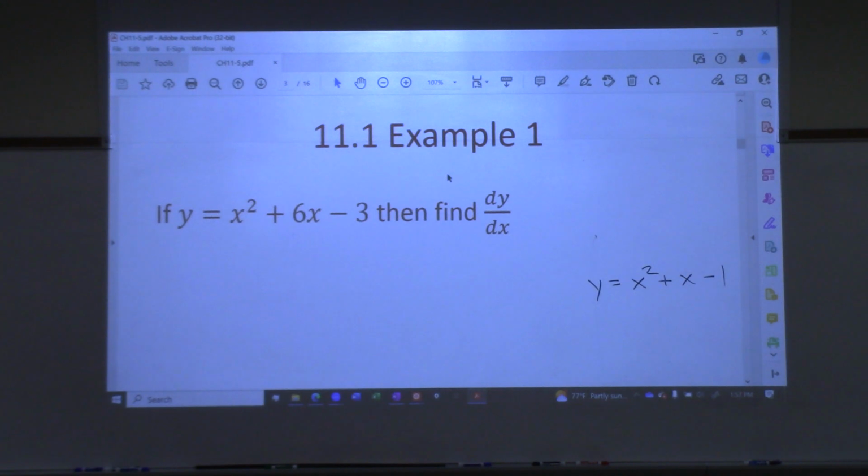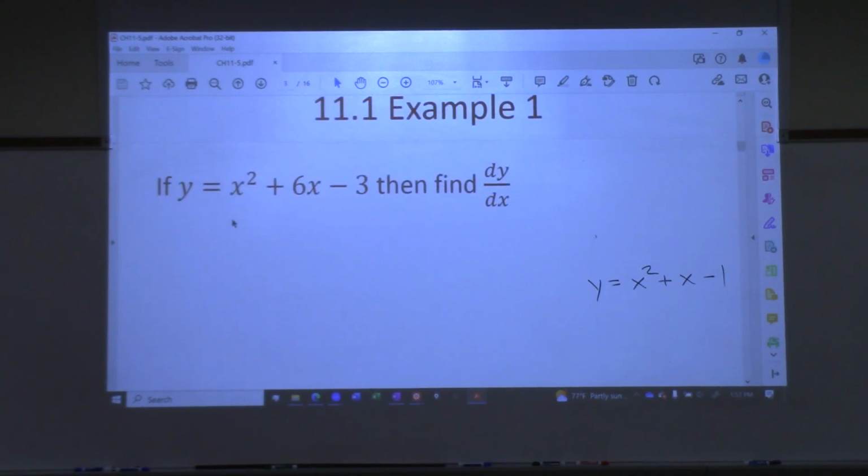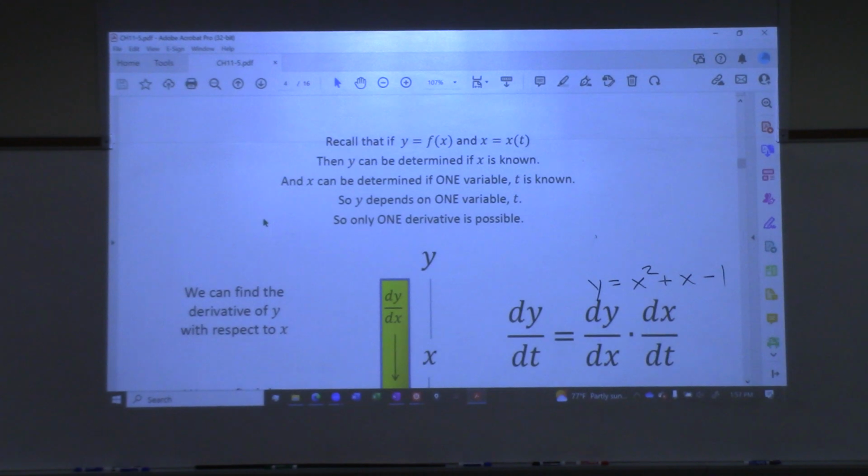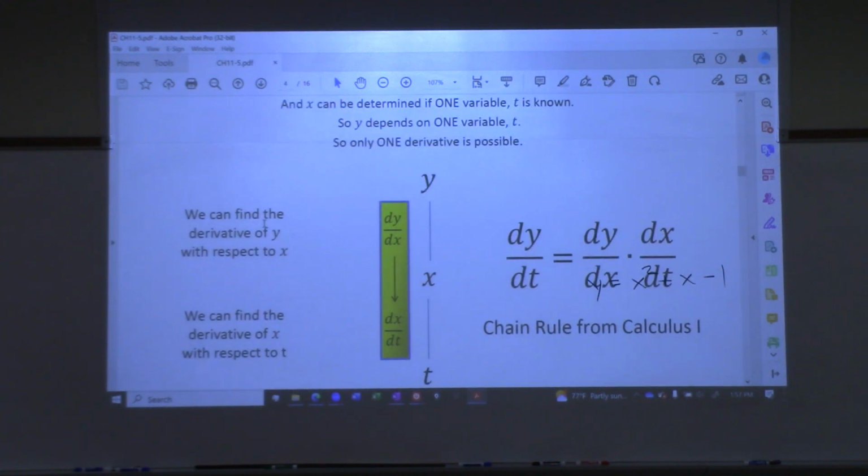Then what we do, we don't need to do this, do we? No. 2x plus 6, yep. Goodbye, we're done. Okay. Now, the chain rule in Cal 1.